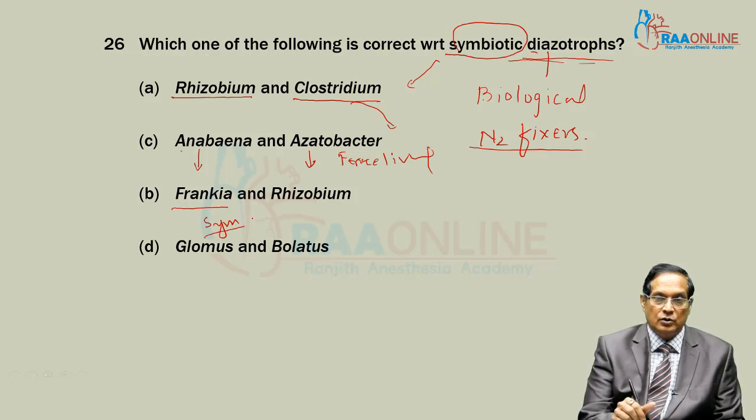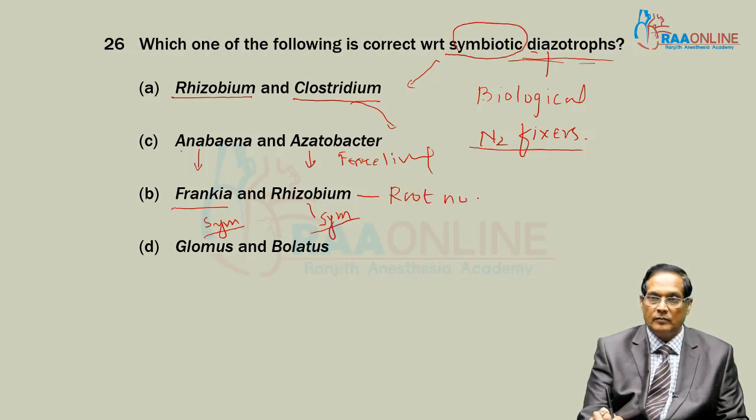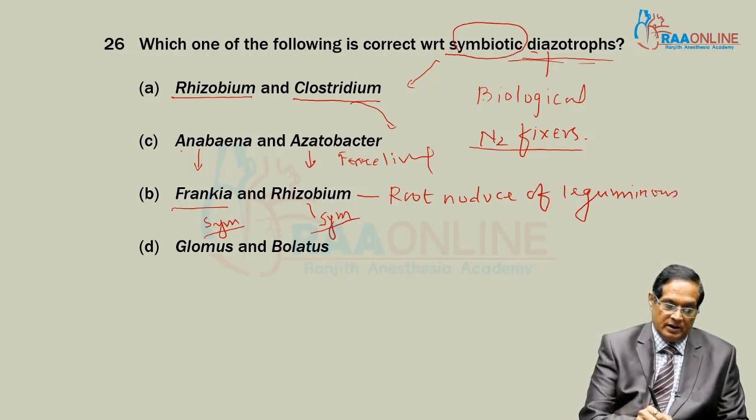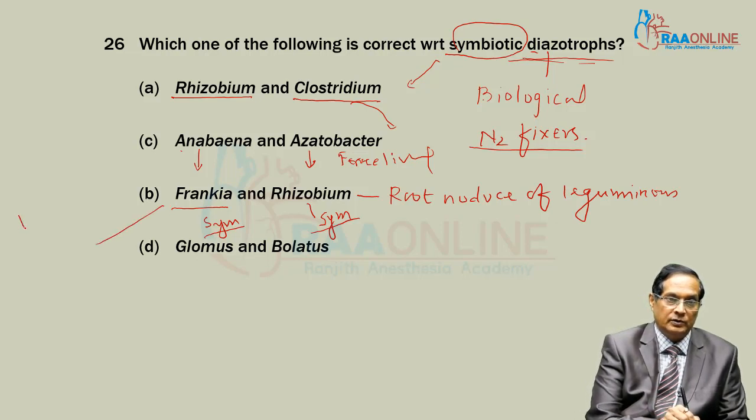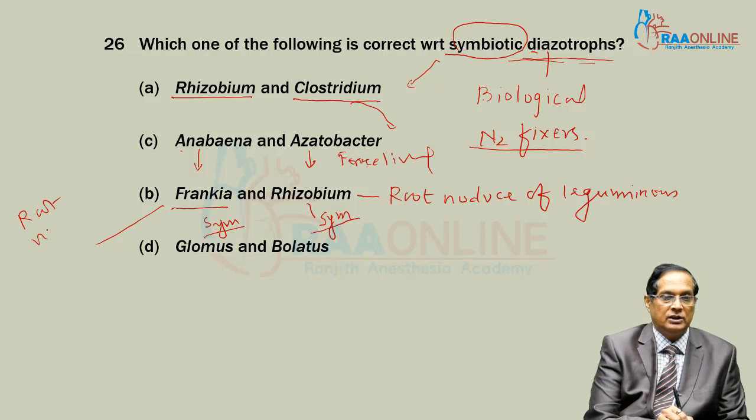Frankia is a symbiont in root nodules of non-legumes, and this is also a symbiont in root nodules of legumes. Rhizobium is found in root nodules of leguminous plants. And Frankia is found in root nodules of non-legumes. But both are symbionts.